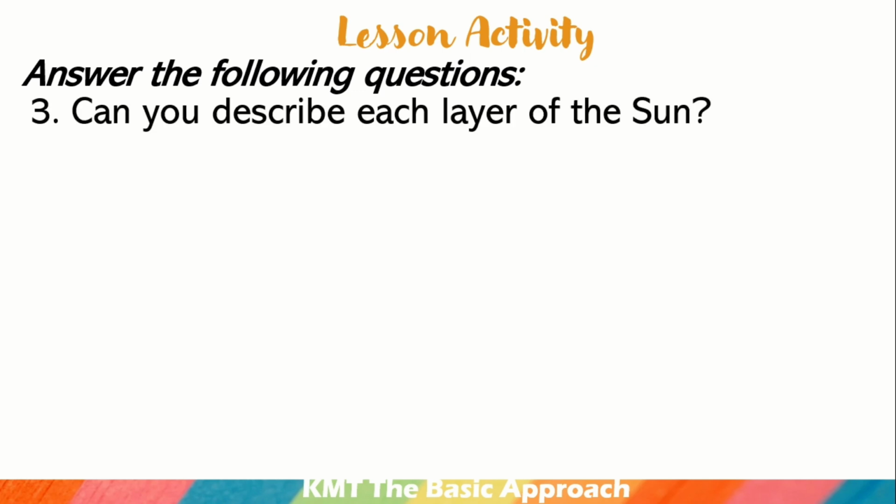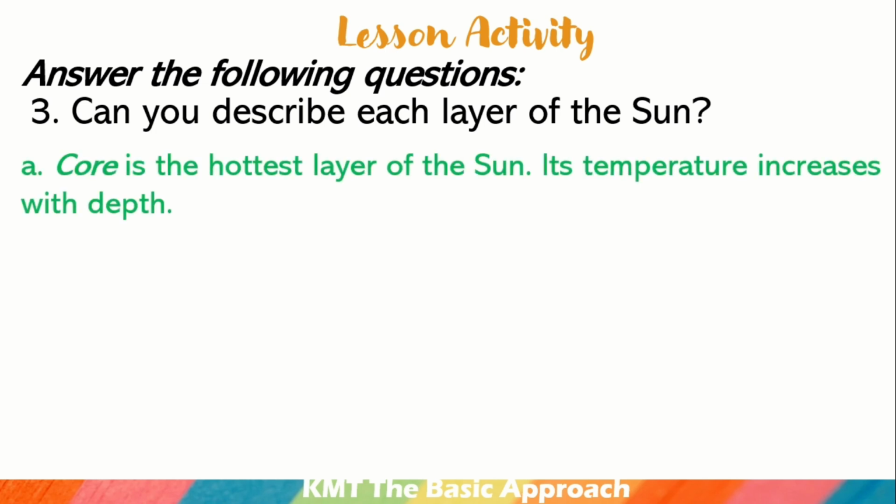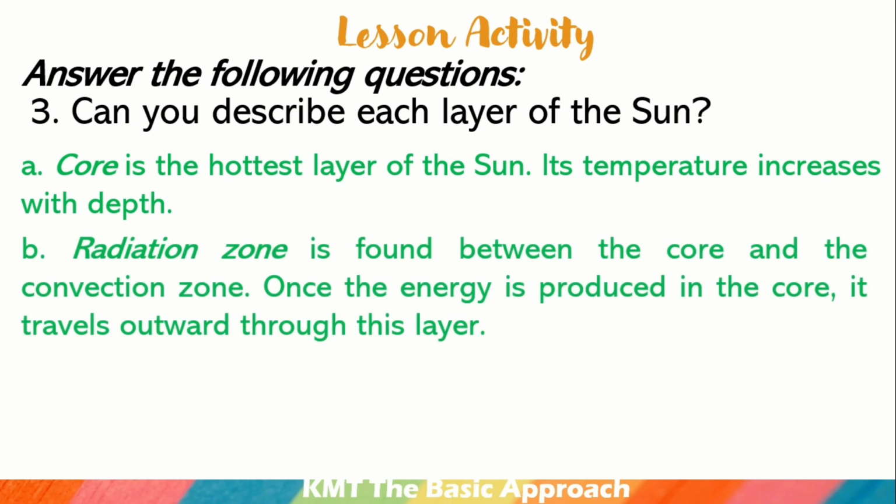Number 3. Can you describe each layer of the sun? Good job! Core is the hottest layer of the sun. Its temperature increases with depth. Radiative zone is found between the core and the convection zone. Once the energy is produced in the core, it travels outward through this layer.